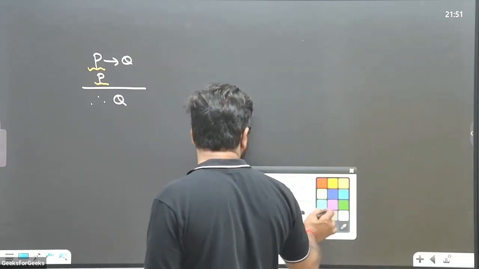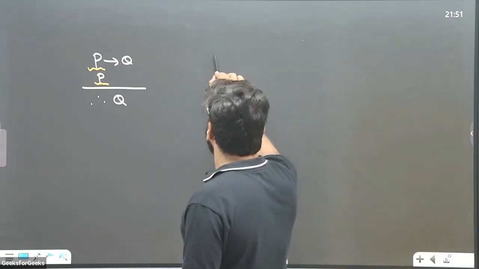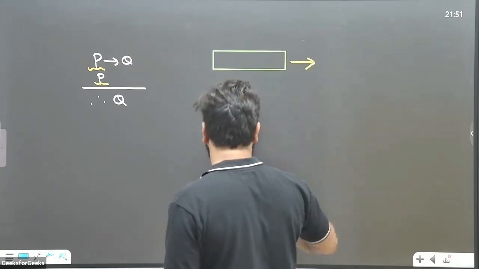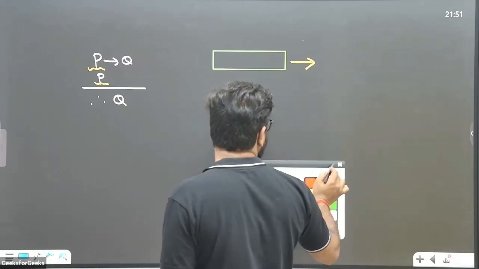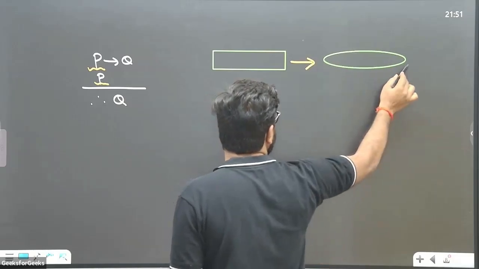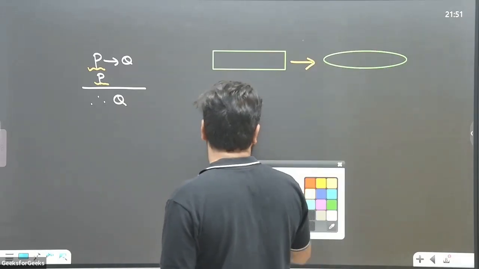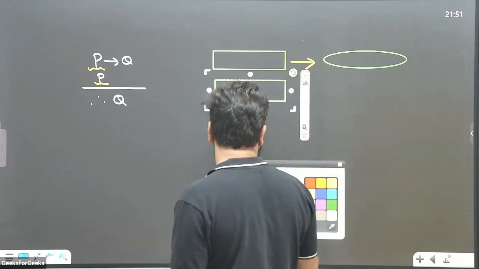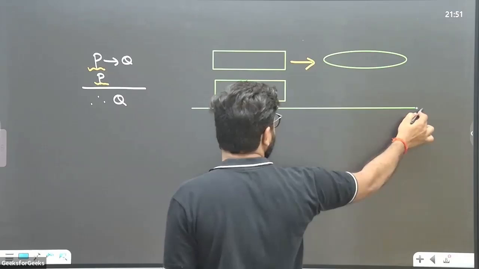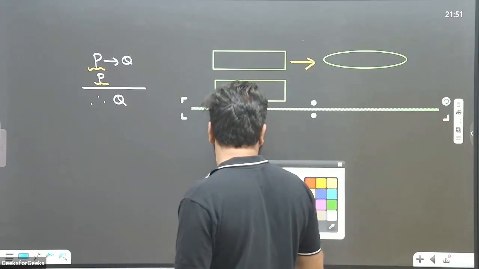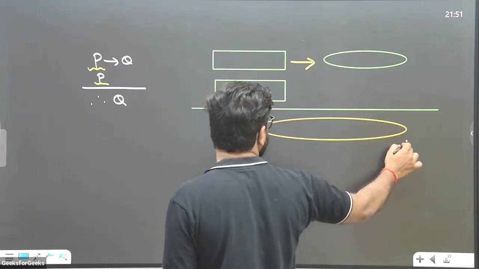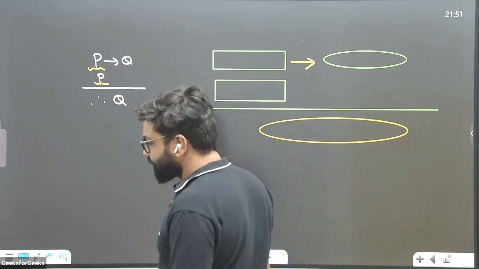So you can also try to have your own rule. For example, let's consider this is the box and then there is an implication, and here you will be having this oval thing. Now you will have this box, and if you take that conclusion, the conclusion will become this oval. It's very simple.